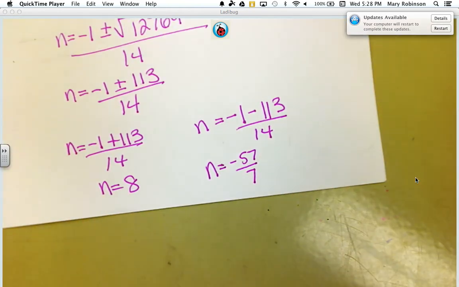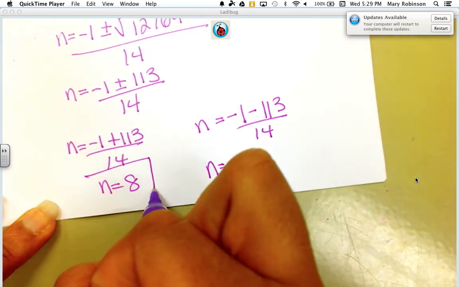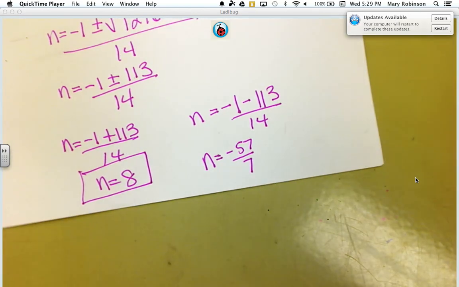Now we have to think and use logic. It's asking for the number of terms, so n is the number of terms. We cannot have a negative number of terms. So our n is going to equal 8. This concludes 6A and 6B for the honors test review.